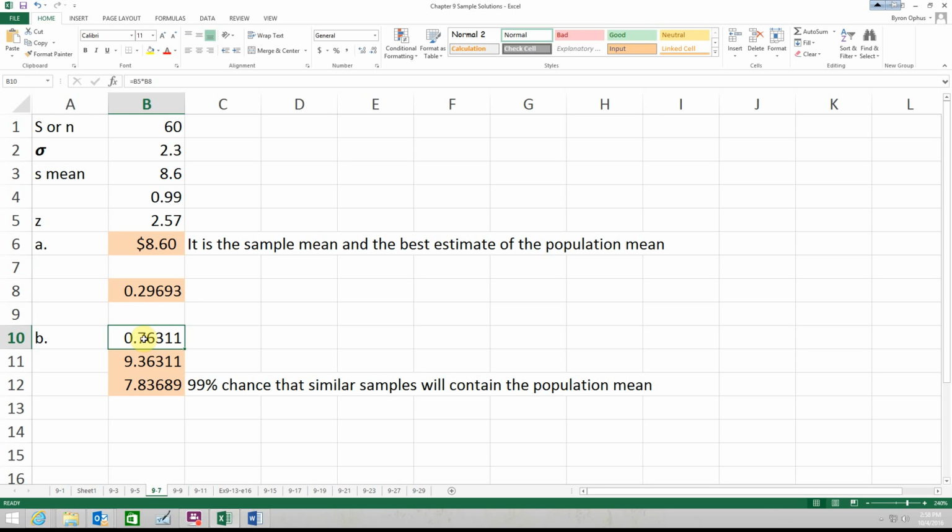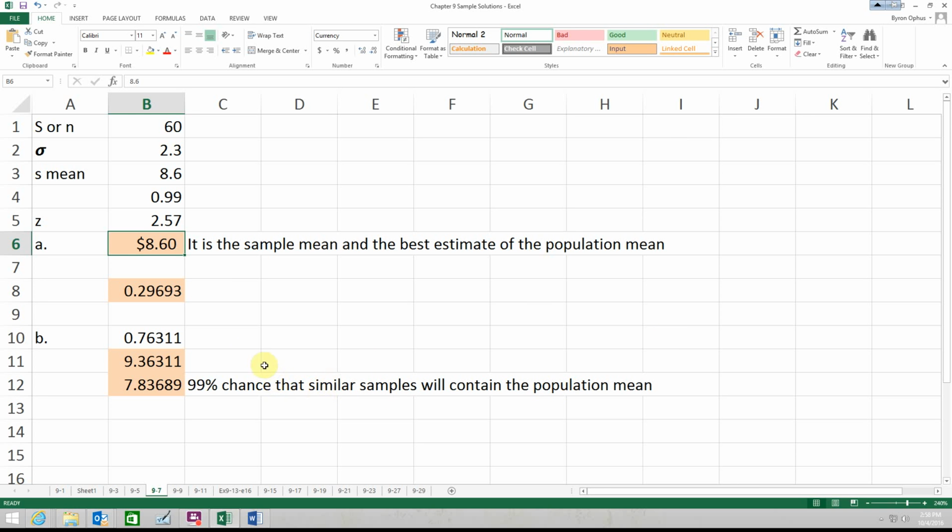And so this number is simply equal to my z times my standard error, whatever that one's called, and I come up with 0.76311. Okay, so then I just take that plus or minus my sample mean, and then I have a 99% chance that similar samples will contain the population mean.